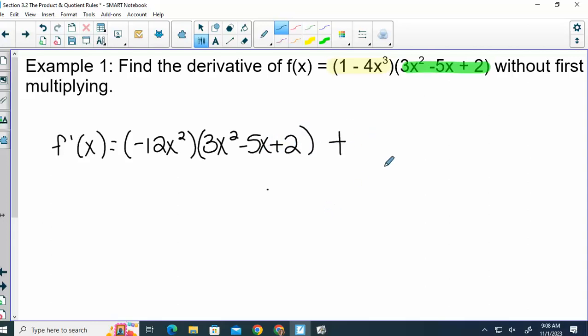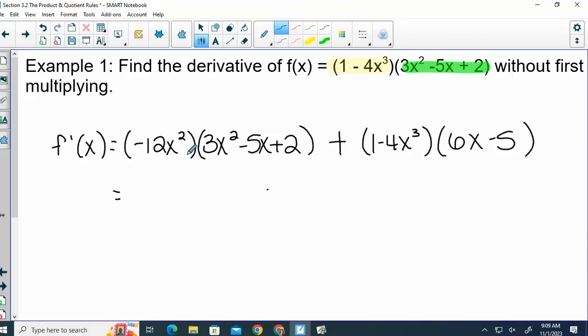Plus, now we leave the first one alone, and we do the derivative of the second one, which is... Everybody with me there? What would I need to do at this point? Yeah, multiply it all out. So the product rule really isn't a time saver on this problem, but we're starting with polynomials so that when we get to the ugly stuff, we know the process.